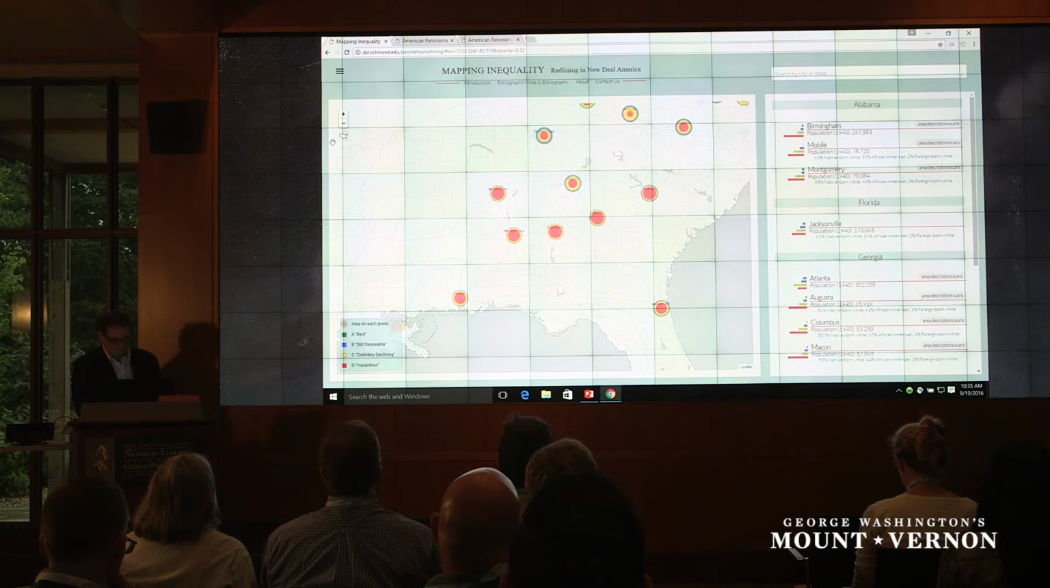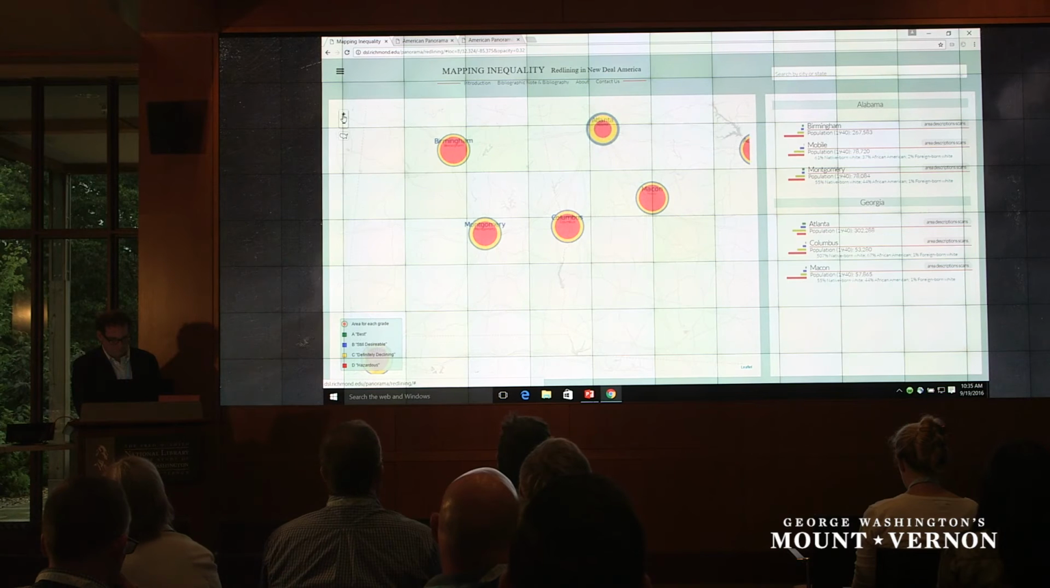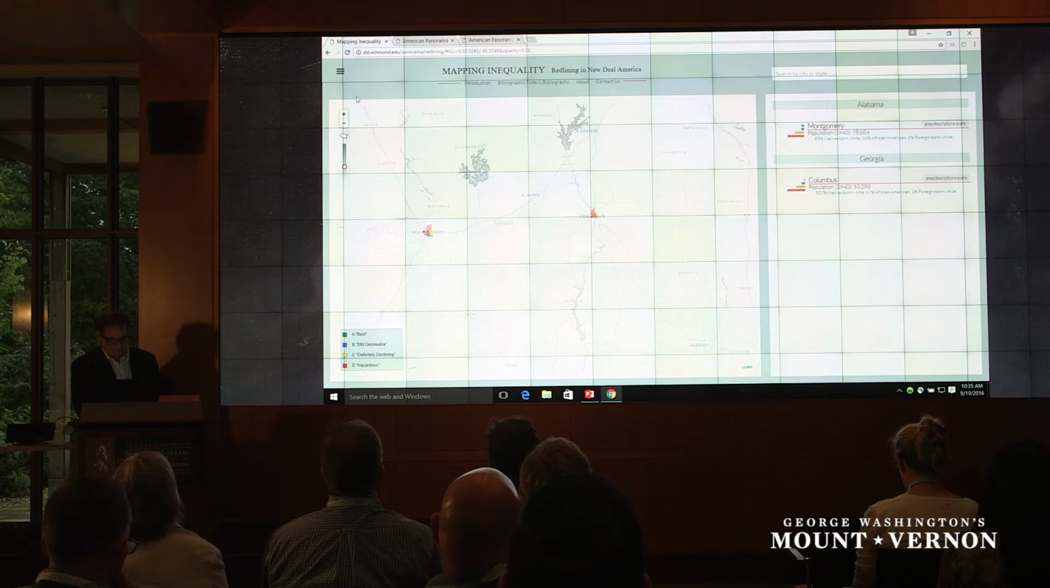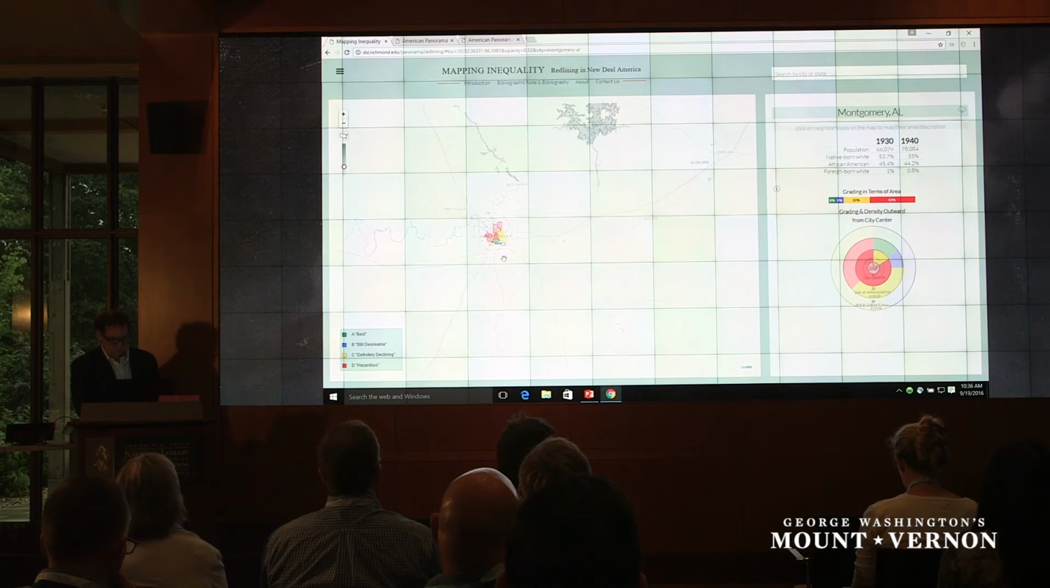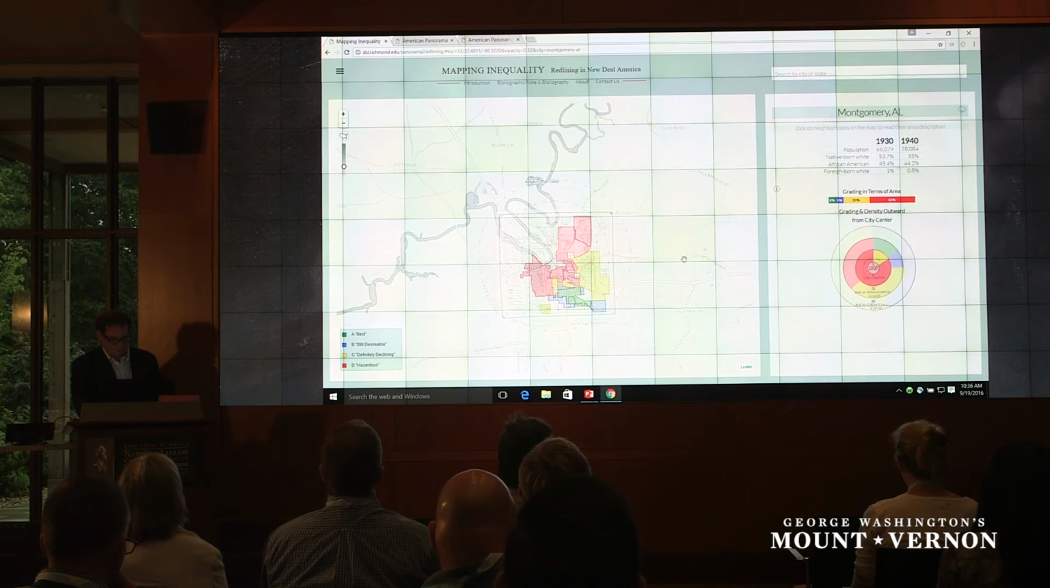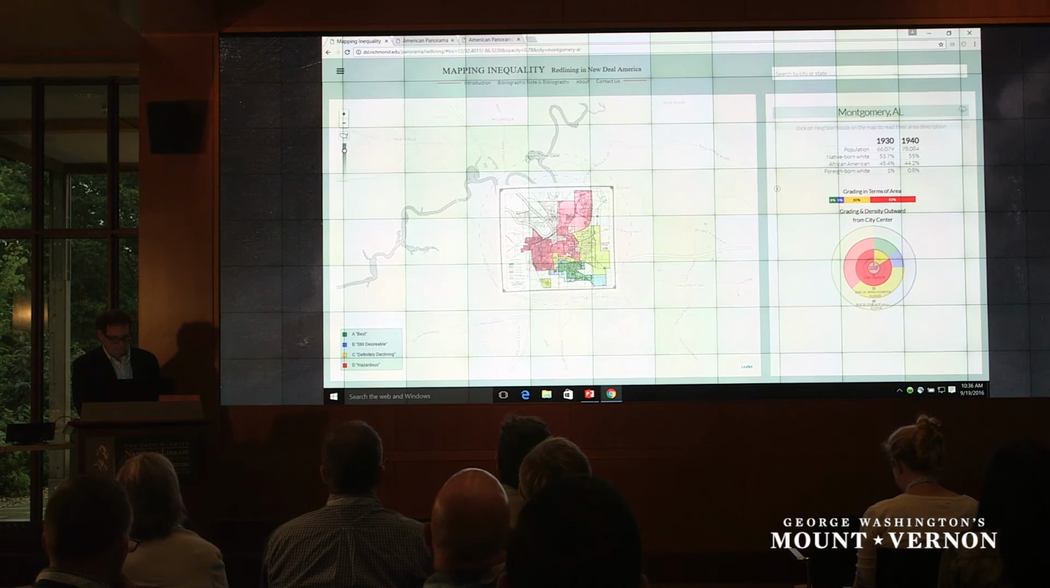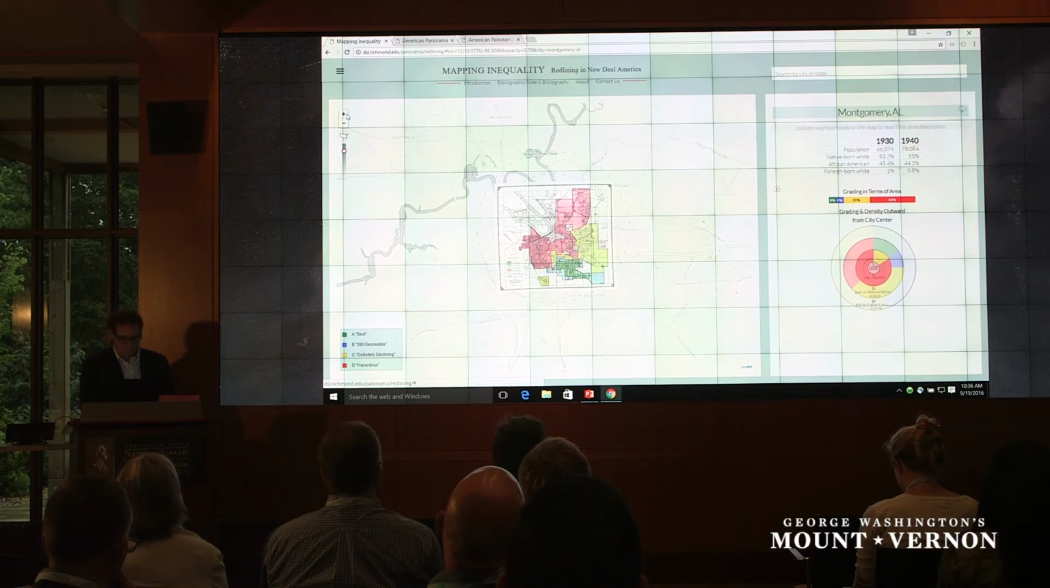So I'll talk about the concentric circles. I think a lot of people here have done multi-ring buffers in ARC and Esri, right? Which is fairly easy to do. Not so easy in PostGIS on the fly. So it took us a little while to figure out how to do this.